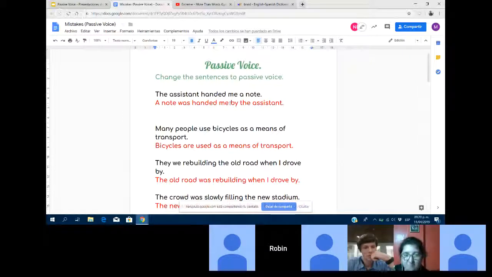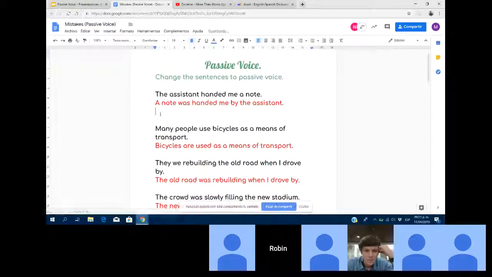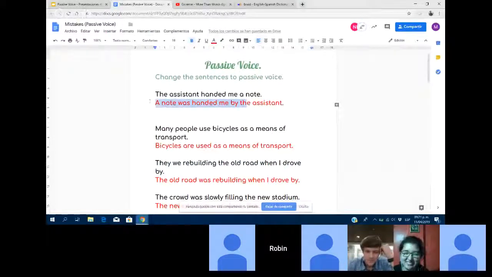What do you think, Nicholas? Do I have to choose the correct one? Yes, we have to correct. And what is the best way to put it in passive voice? The black ones are active, and the red ones are passive, but they are wrong. So we have to correct in color blue. In color blue, we have to put the correction.